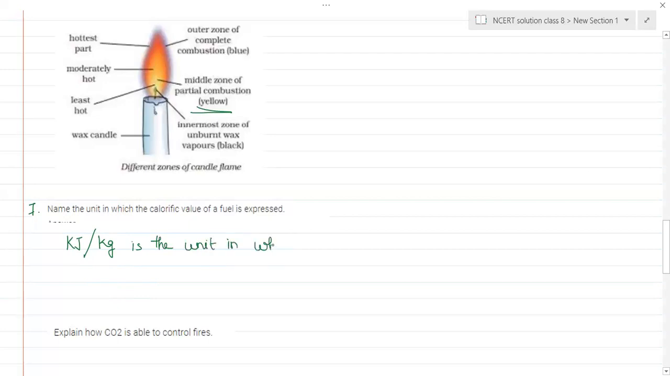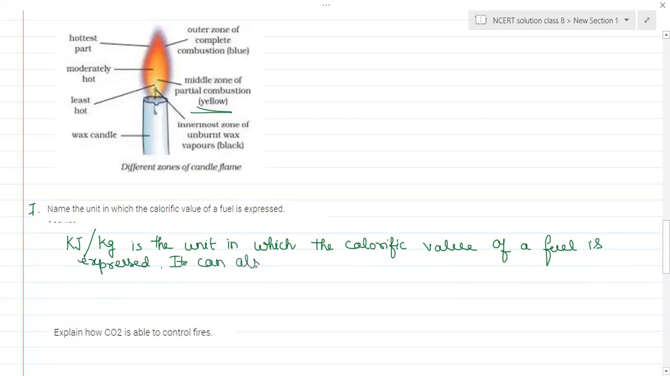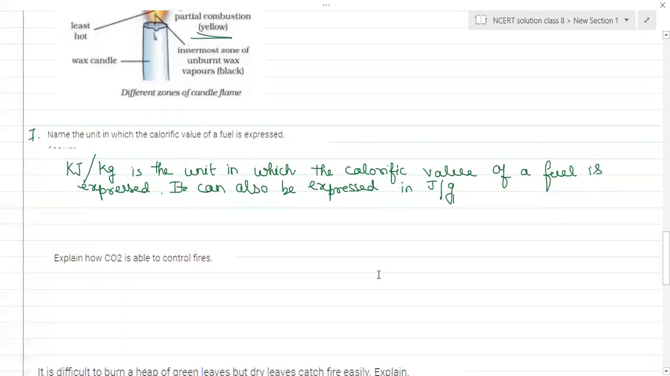in which the calorific value of a fuel is expressed. It can also be expressed in joules per gram. Right, children? So joules per gram can also be used as a unit for calorific value.